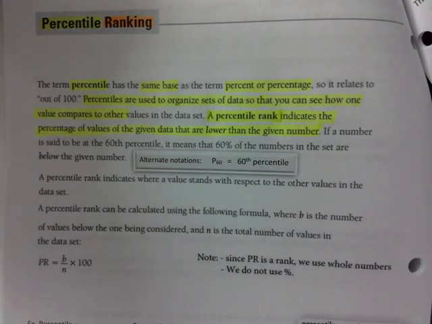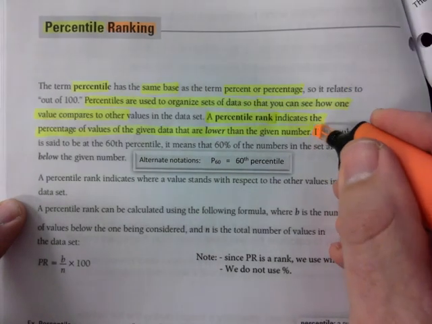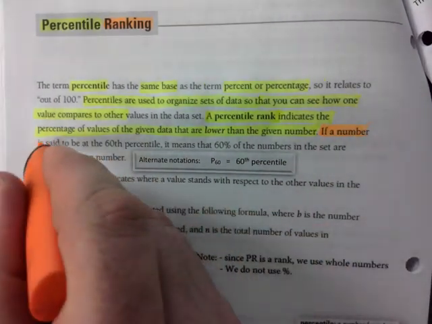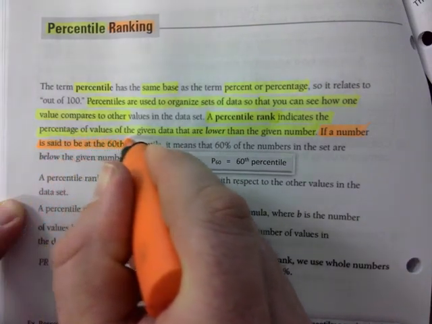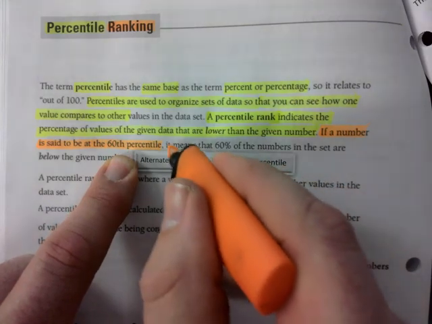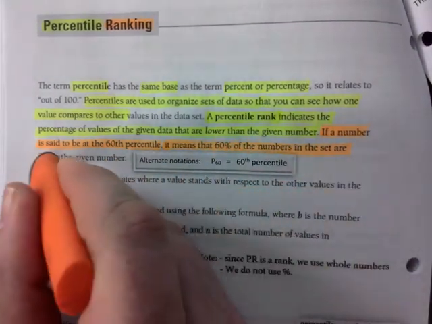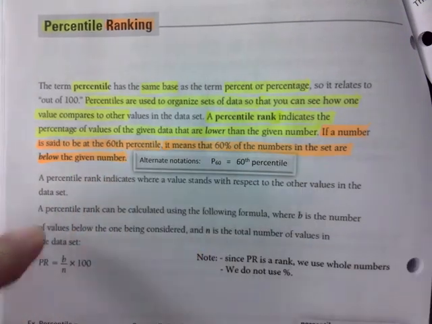And I'm going to switch highlighters just so it stands out. If a number is said to be in the 60th percentile, it literally means that 60% of the numbers in the set are below the given number.